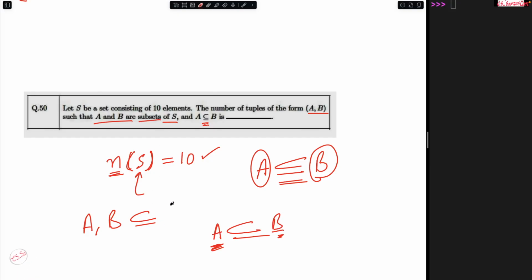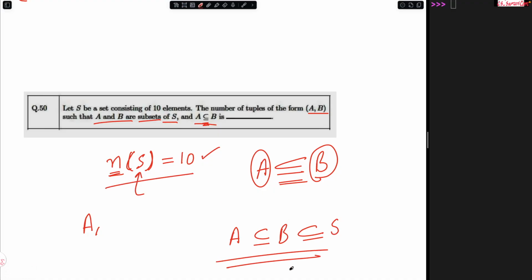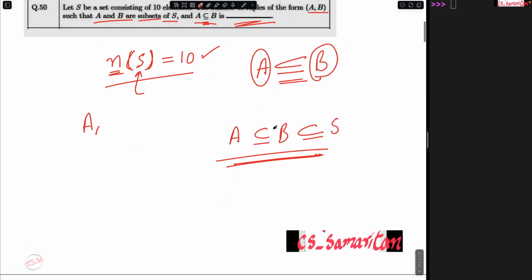So A comma B are subsets of S, and at the same point, they are telling us that A is a subset of B, right? This part they have told us. So because of this, A and B are subsets of S, right? And A is a subset of B. So what we have is this thing that A is a subset of B and B is a subset of S. So this information and this information is all the information that they have told us, right? There is nothing else that we can introduce inside of this, and from this we have to find this numerical answer. Okay, so now let's look at the binomial theorem method that I'm going to be using to find the answer.